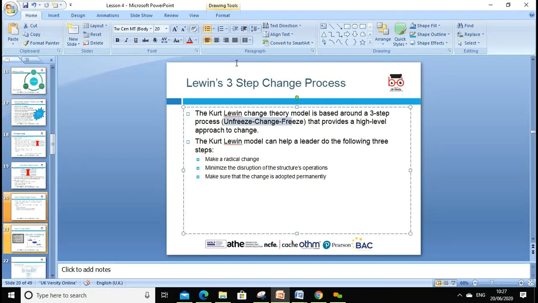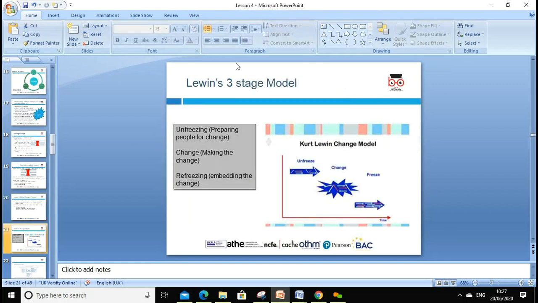Unfreeze. First, you need to unfreeze. You change the mind because they were frozen, so you need to unfreeze them. Then you do the change. Make radical change, minimize disruption if anything happens, and make sure the change is adopted permanently. So unfreezing is preparing people for change. First thing you have to do is prepare people for change.